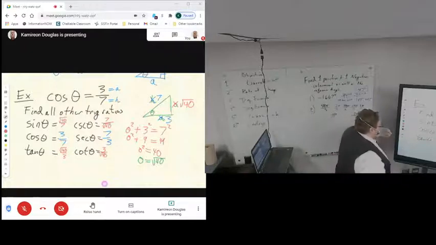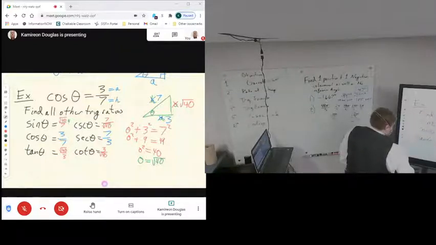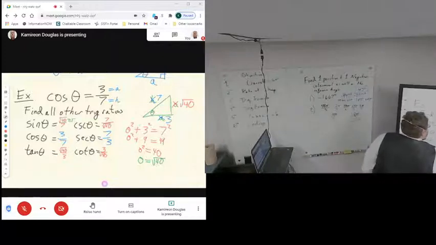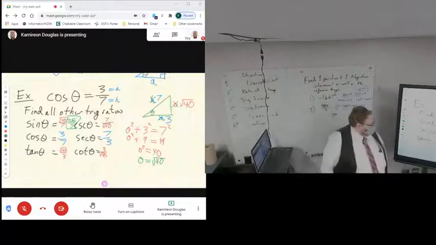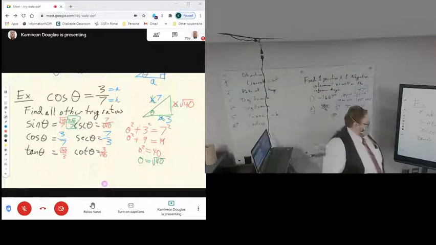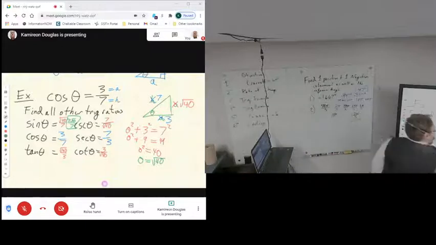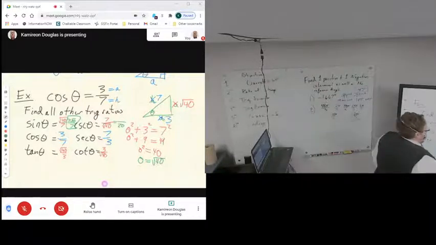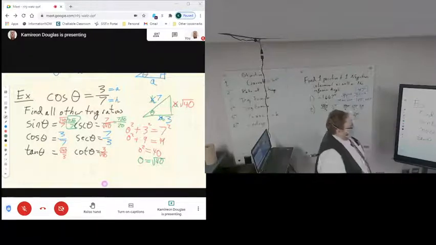First one, sine. Square root of 40 is 4 square root 10 over 7. That's a lie. I'm stupid. I don't even know what day of the week it is. 2 square root 10 over 7. Let's see, that would be equal to 20 over 70. That seems wrong. 7 square root 10. There we go.